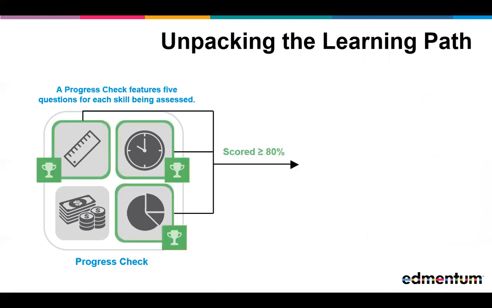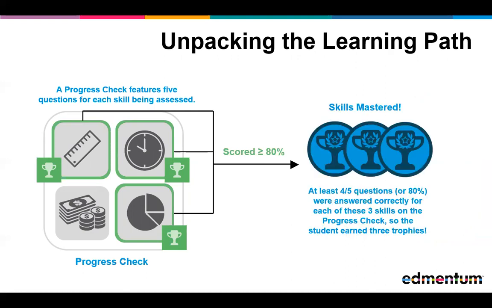Students must score equal to or greater than 80% on their progress check within those individual skills to show they have mastered their skills. On the system, they will receive trophies once they have mastered the skills, and then they will be assigned new skills within their learning path.